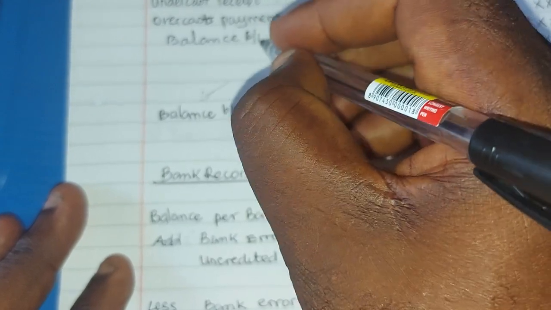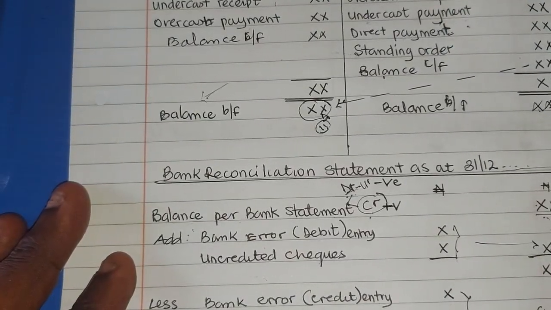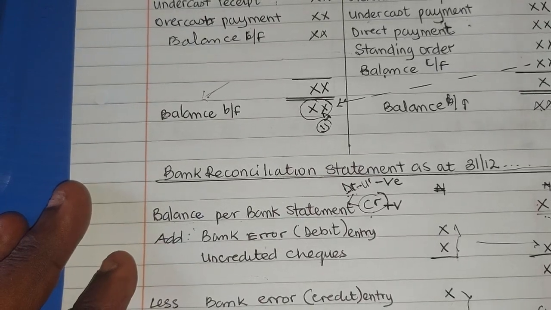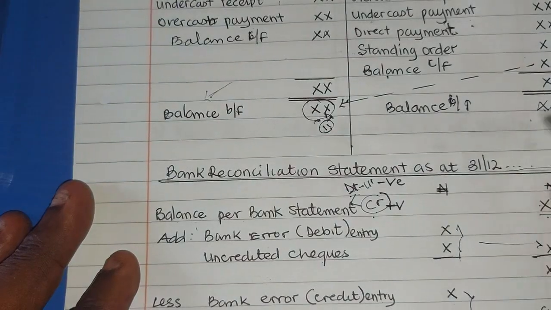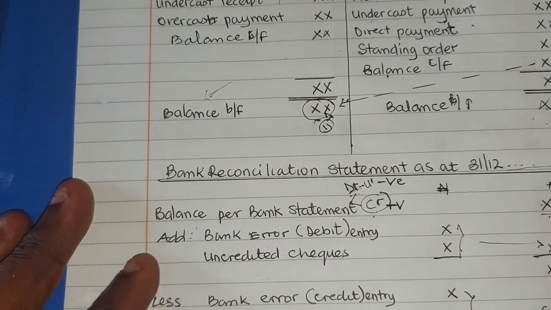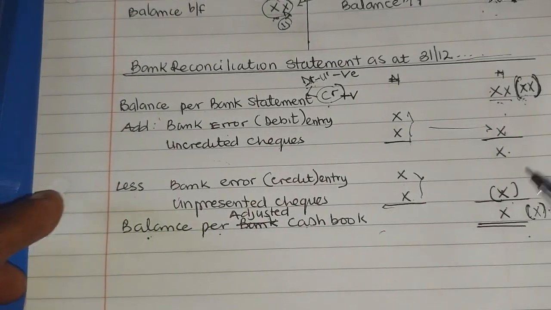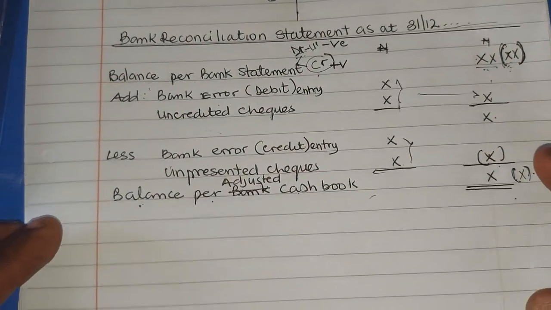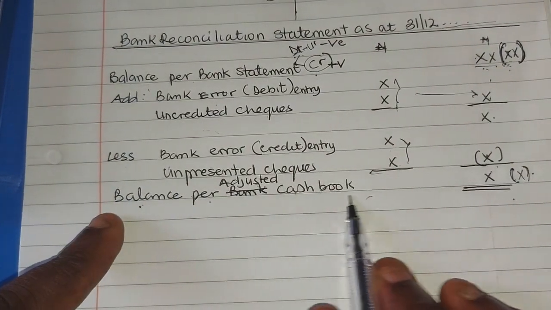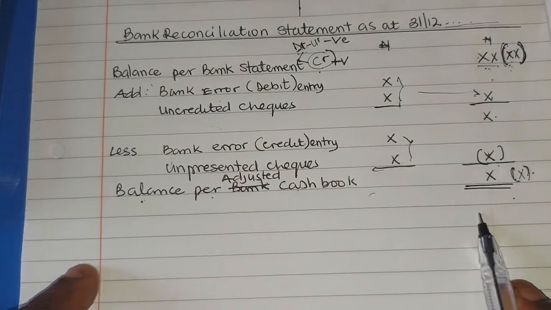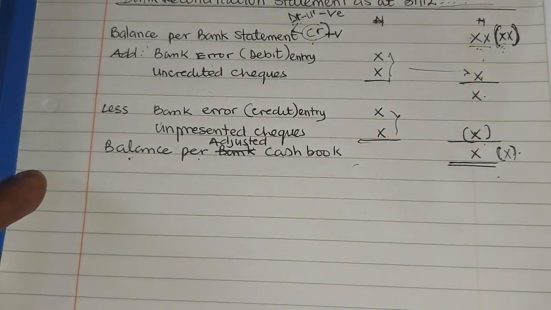Students will take note of that. That is unfavorable balance. So this one will be negative. This one will always give you favorable balance. Unfavorable, so that is negative. All right, you can also start with balance as per cash book. All you need to do is to reverse this. Okay, in the other way, let me show you.